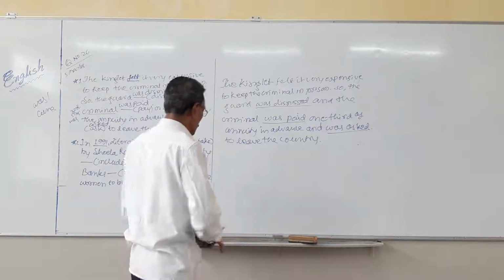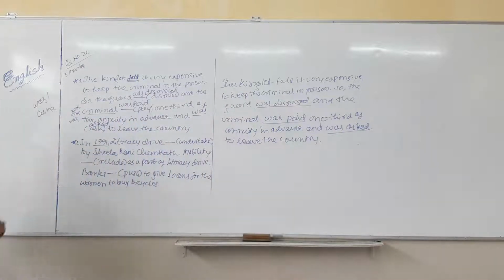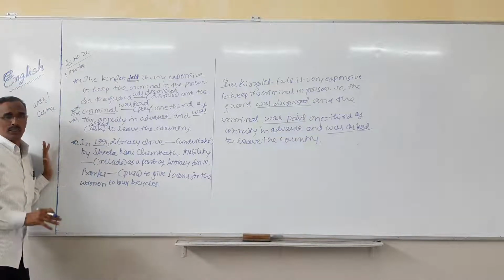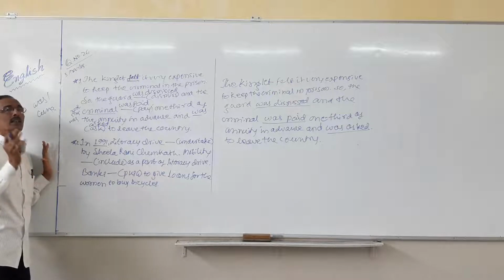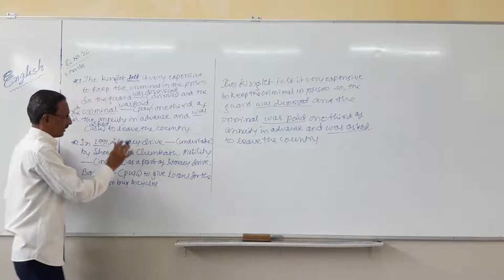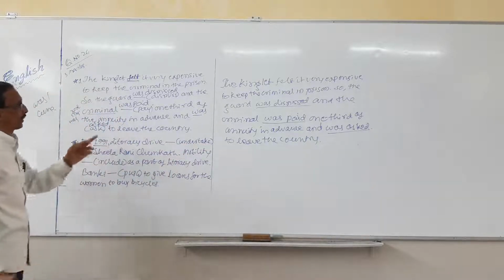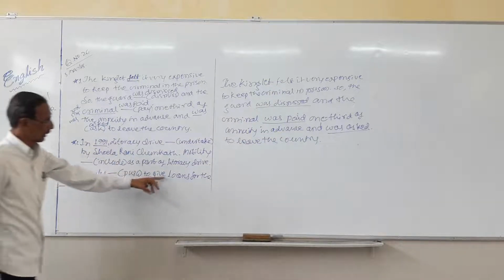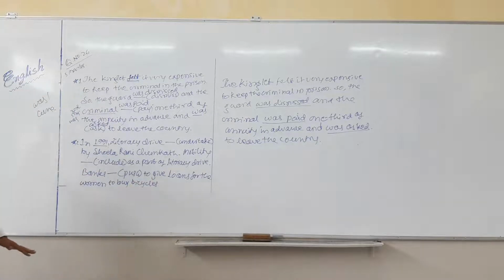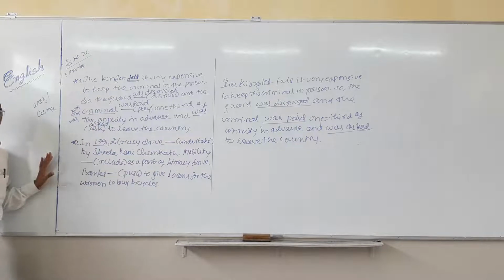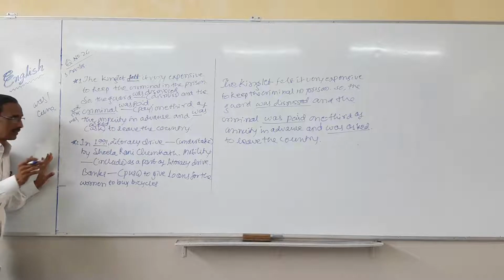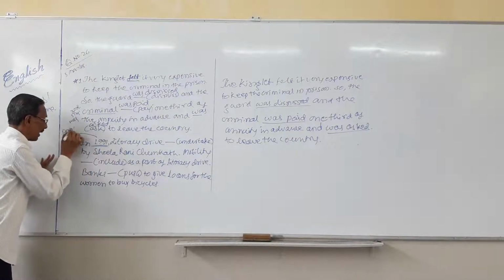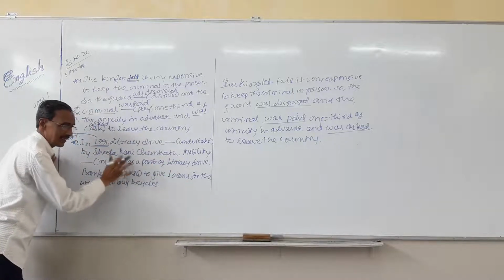And the next one. This is somewhat different. Here, by reading the sentence, one cannot easily tell in what tense the sentence is, because at the outset we can't find any past form of the verb. See, in 1991, literacy drive undertake by Sheila Rani Chulkar, mobility included as a part of literacy drive. Banks push to give loans for the women to buy bicycles. Where is the past tense form in this sentence? If we read carefully, we can get one word: 1991. Because 1991 is not present, it is a past year. So, this given sentence is in past tense.